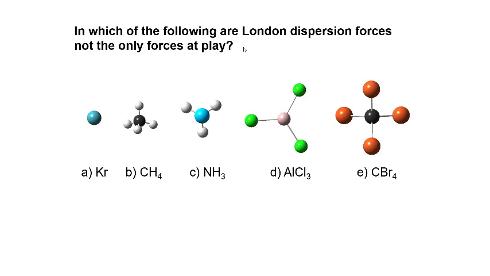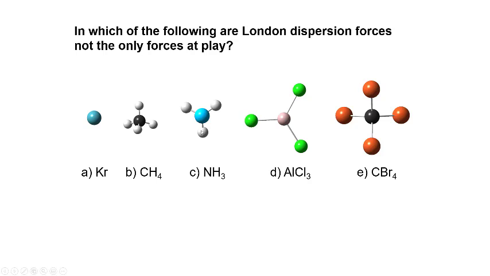Next, in which of the following are London dispersion forces not the only forces at play? So pause the video and take a look. Okay, if we take a look here, krypton. Here we don't have any covalent bonds present. So this one only would have London dispersion forces. CH4. This is a tetrahedral structure. That's going to be a nonpolar molecule. So that one only has London dispersion forces.